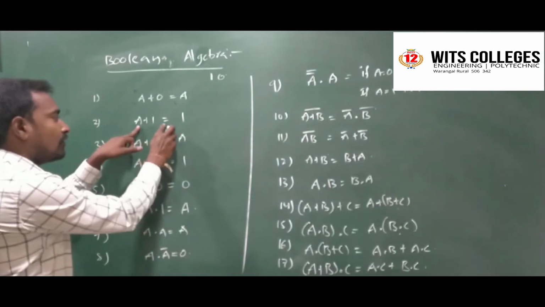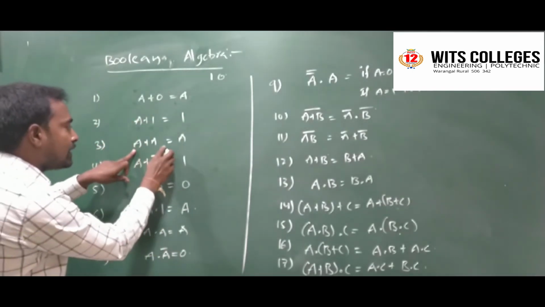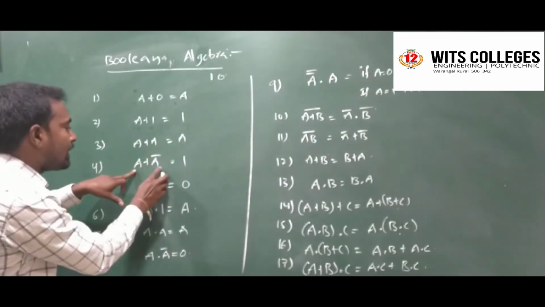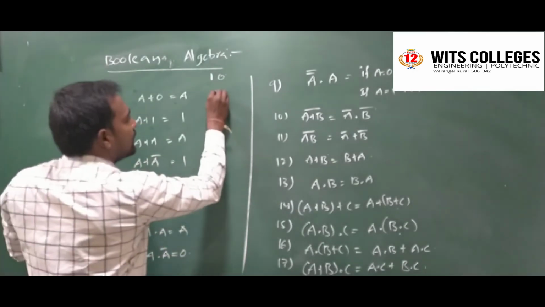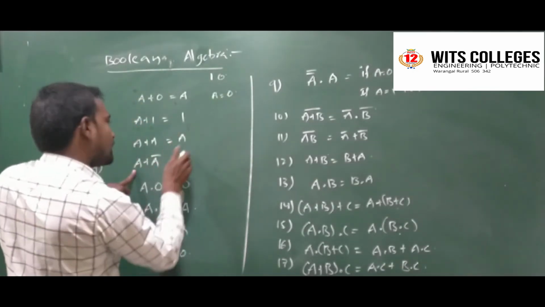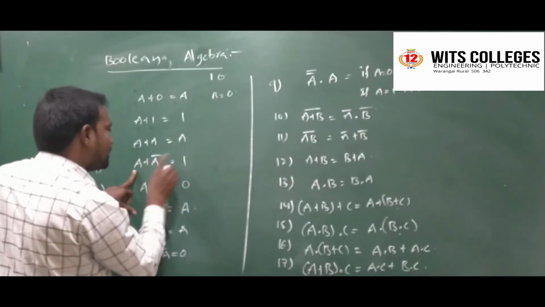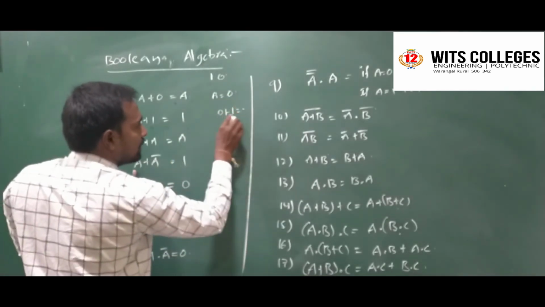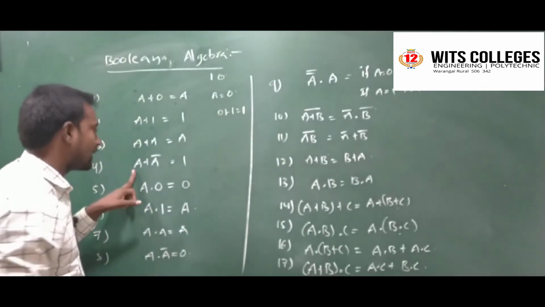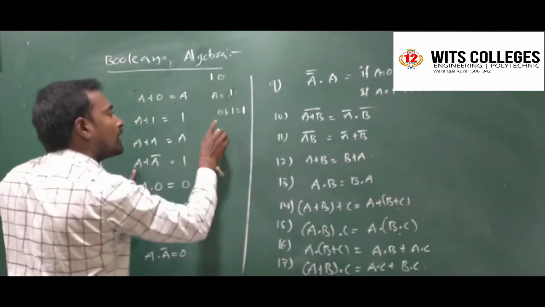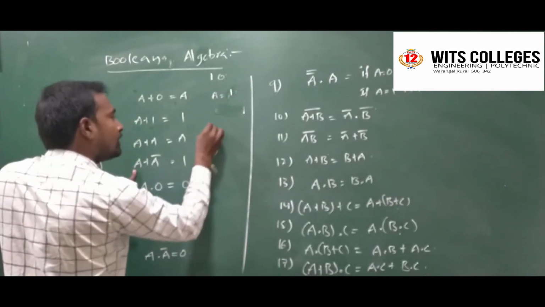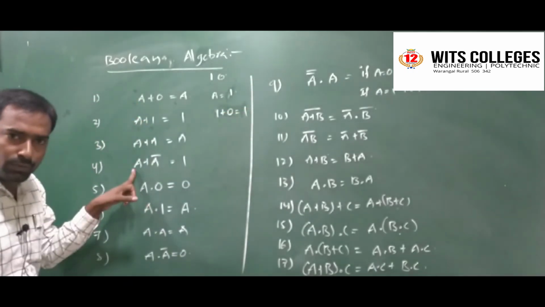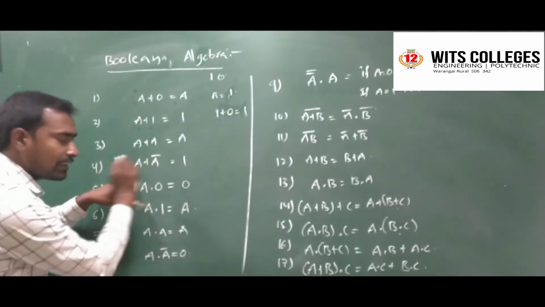So A plus 1 is equal to 1 here, and A plus A is equal to A. A plus A bar is equal to 1, because if I take A equal to 0, then 0 plus A bar, the complement of 0, is 1, so the output is 1. If I take A equal to 1, then 1 plus the complement of 1, that is 0, and we get the output 1. So A plus A bar is equal to 1.